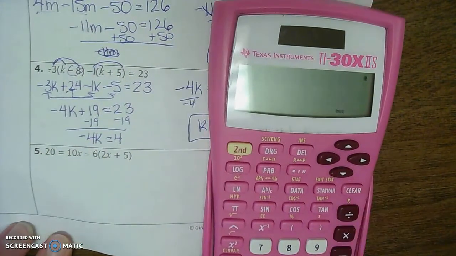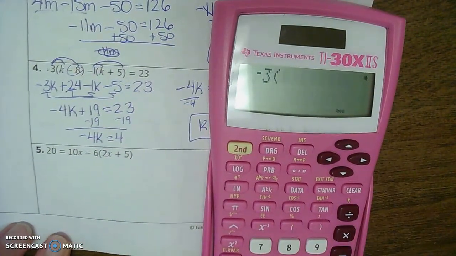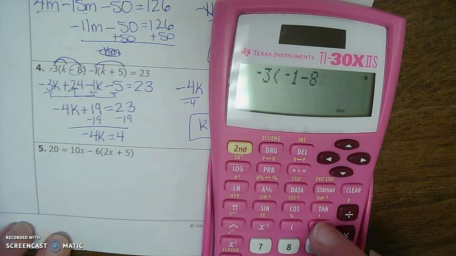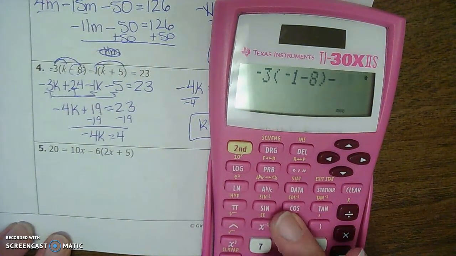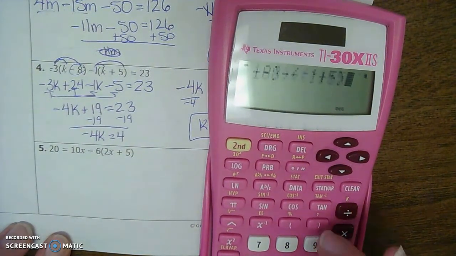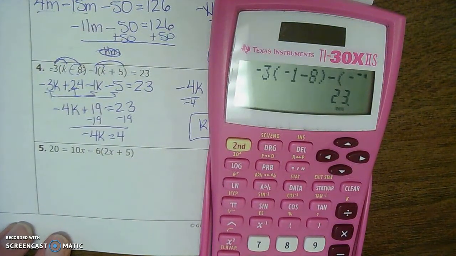So if we type this one in, negative 3 parentheses, negative 1 minus 8 parenthesis, minus parenthesis, negative 1 plus 5 parenthesis, gives us 23.